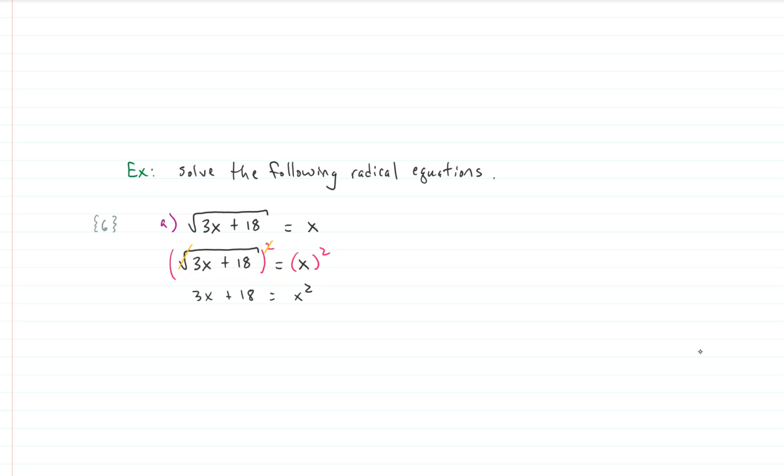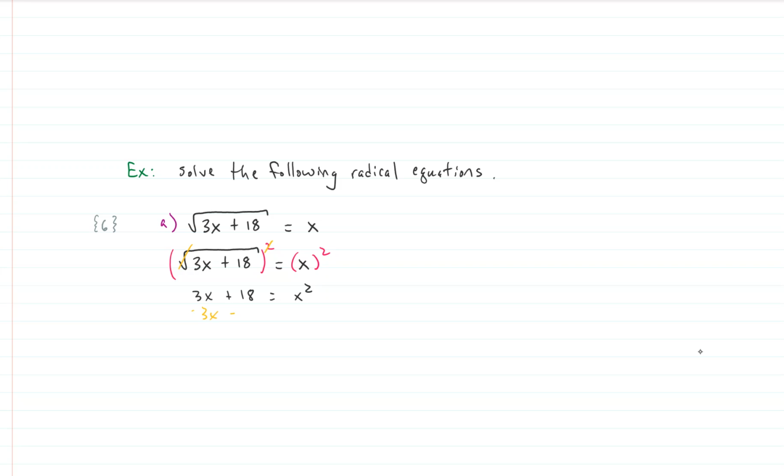Now we've gotten rid of all the radicals, so now we just solve the equation. It's all simplified. There's nothing else we really do. We just need to solve the equation. So let's get everything to one side.